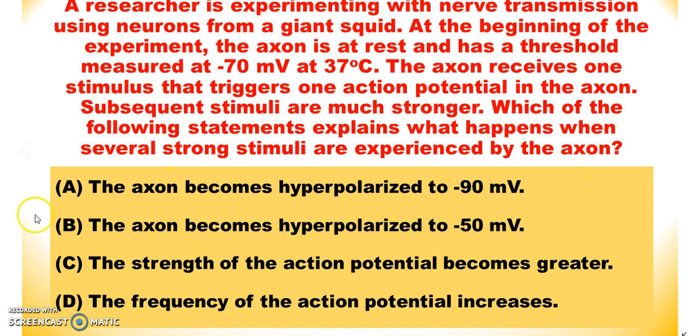Four answer choices are given here. A. The axon becomes hyperpolarized to -90 millivolts. B. The axon becomes hyperpolarized to -50 millivolts. C. The strength of the action potential becomes greater. D. The frequency of the action potential increases.